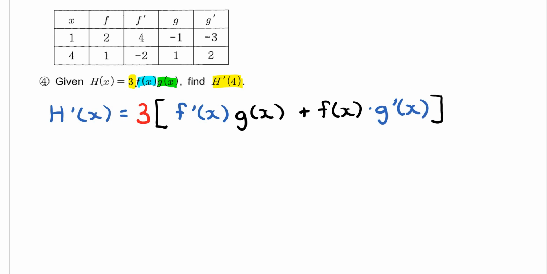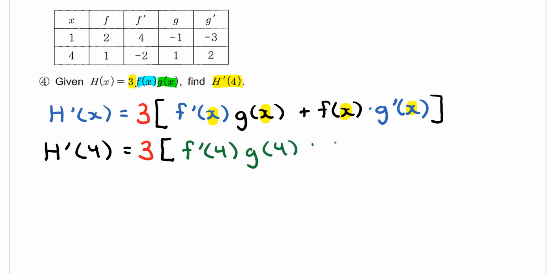Okay, and then on the next step here, we are now evaluating h prime of 4. So what that means is all these x's will now change to a 4, right? So there's a 3 on the outside, and I'll put a square bracket around that. So let's see if I can just do this in one color here. So this will be f prime of 4 times g of 4 plus f of 4 times g prime of 4. Okay.